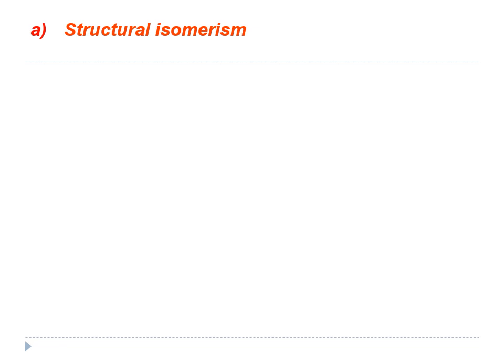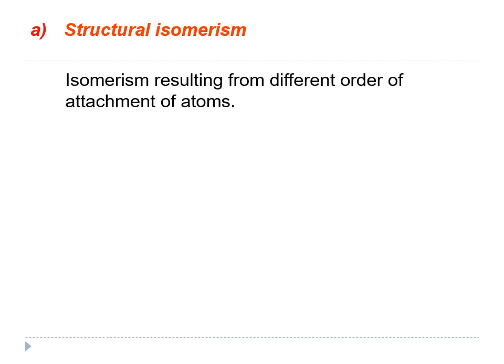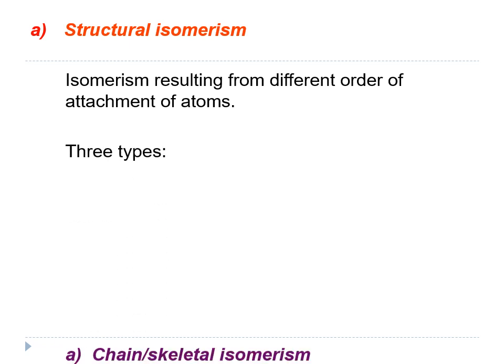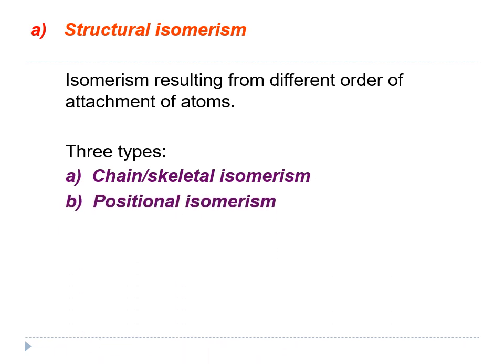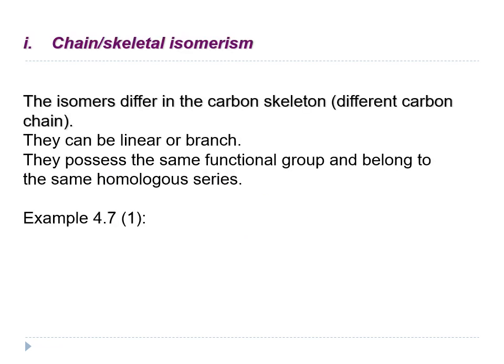Structural isomerism is isomerism that results from different order of attachment of atoms. There are three types: chain or skeletal, positional, and functional group isomerism. For chain isomerism, the isomers differ in the carbon skeleton, meaning they have different chains. It can be linear or branched, and it possesses the same functional group and belongs to the same homologous series. Those are the characteristics of chain isomers.